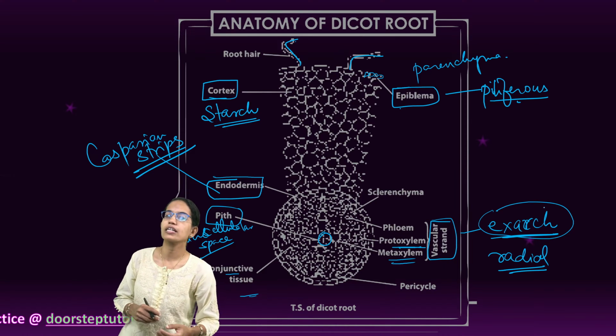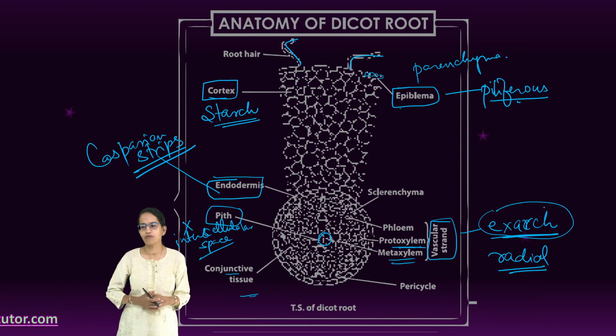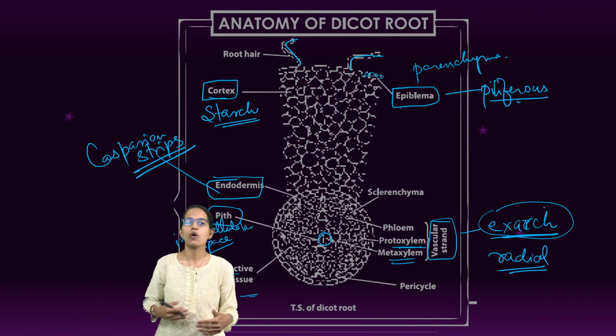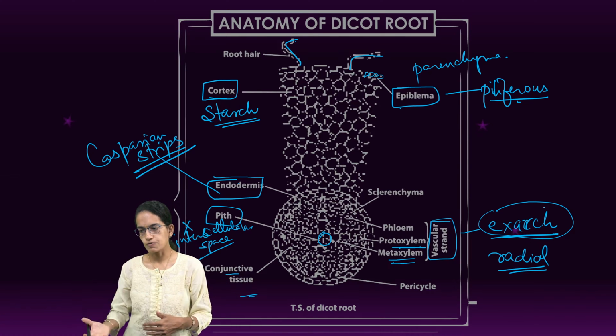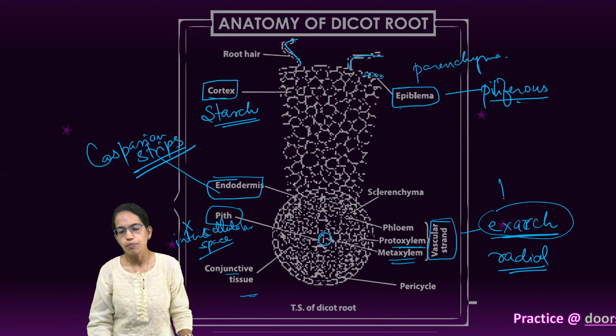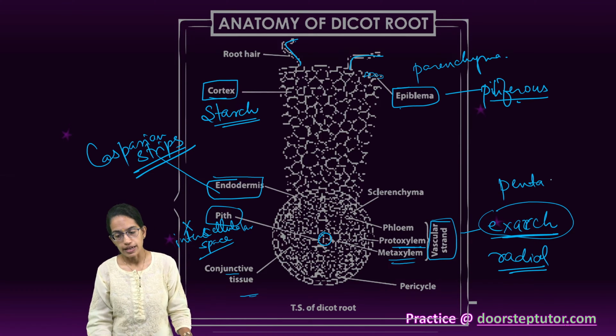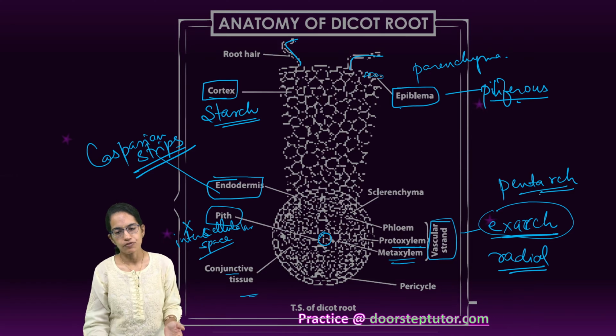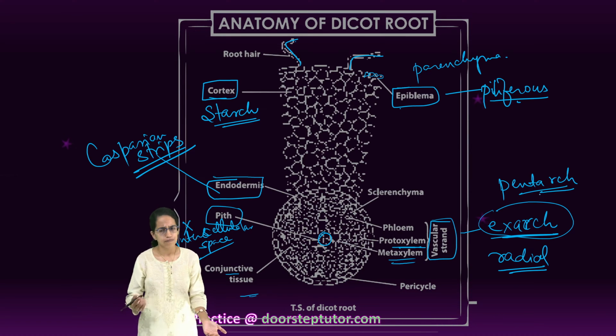Now if there are 3 xylem bundles, we call it triarch, 4 we call it tetrarch, 6 we call it hexarch, 5 we call it pentarch. So based on number of xylem bundles, we call it by different names: pentarch, hexarch, and so on.